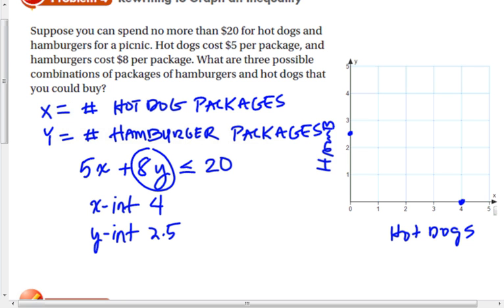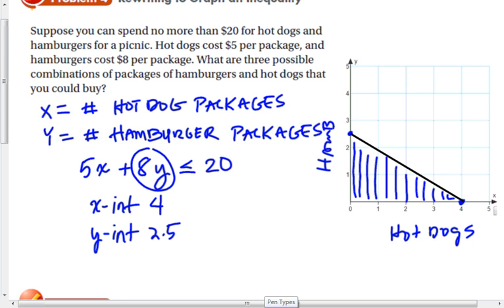So I'm just going to draw a line from here to here, and I'm making it a solid line because it's less than or equal to. And then I can just shade now. All my possibilities are in this area. So an example of a possible number of packages: we could buy 1 hot dog, 1 hamburger; 2 hot dogs, 0 hamburgers; 2 hot dogs, 1 hamburger, and so on. Those are 3 possibilities. Go ahead, you try that.